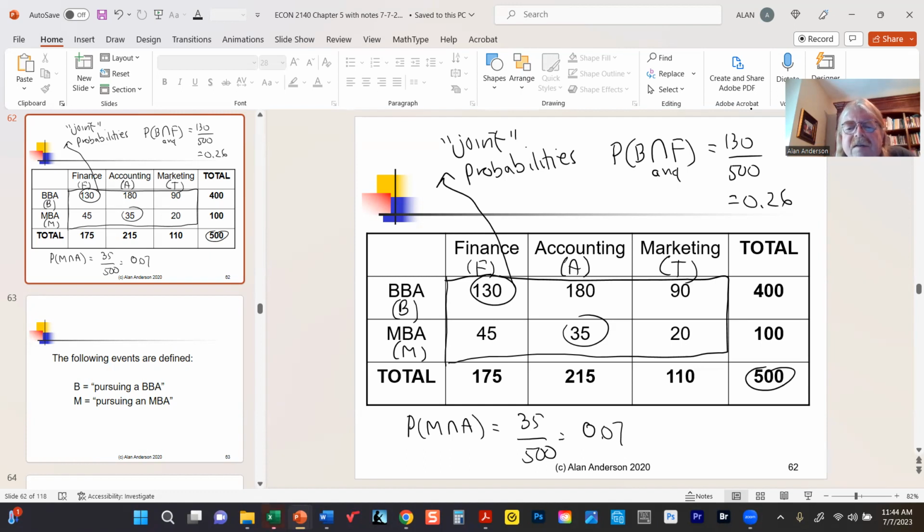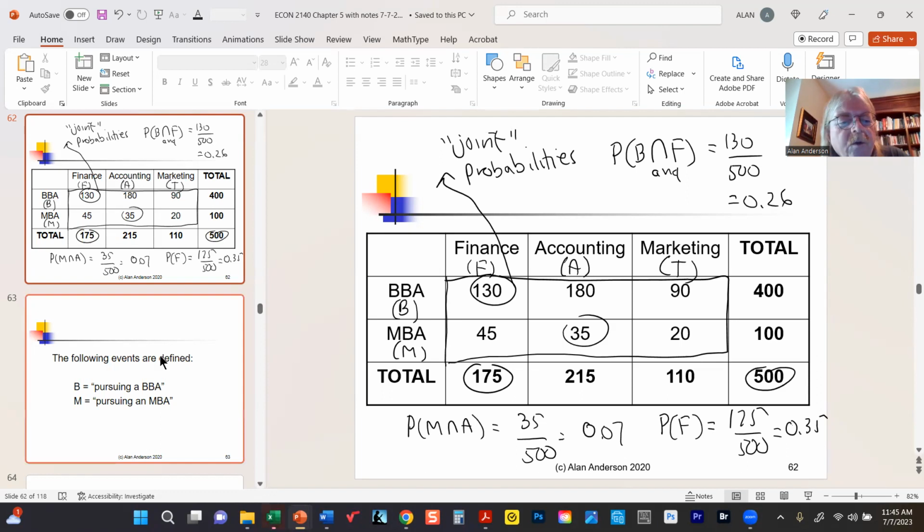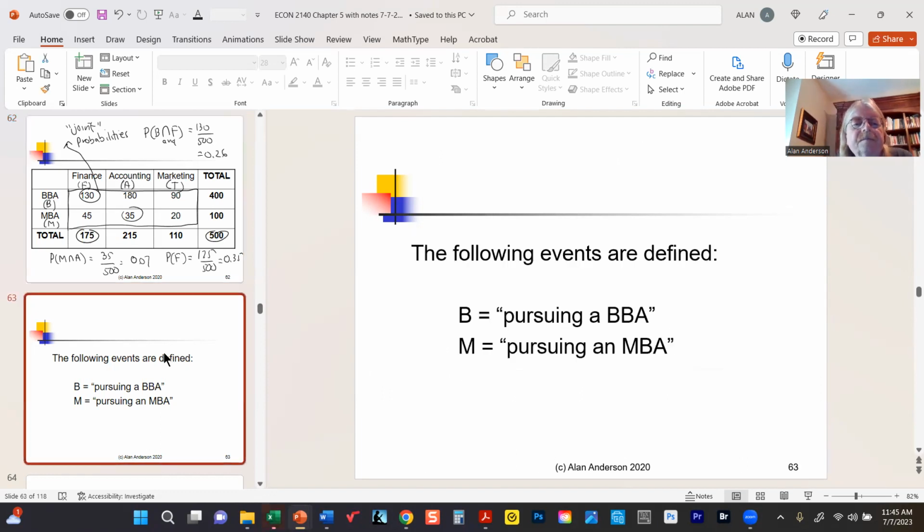What about these down here, the totals? For example, this one refers to all the finance majors. And that will be 175 out of 500, 35%. So the probability of a single event has its own special name, which I don't have room for here, so I'll write it on the next slide.